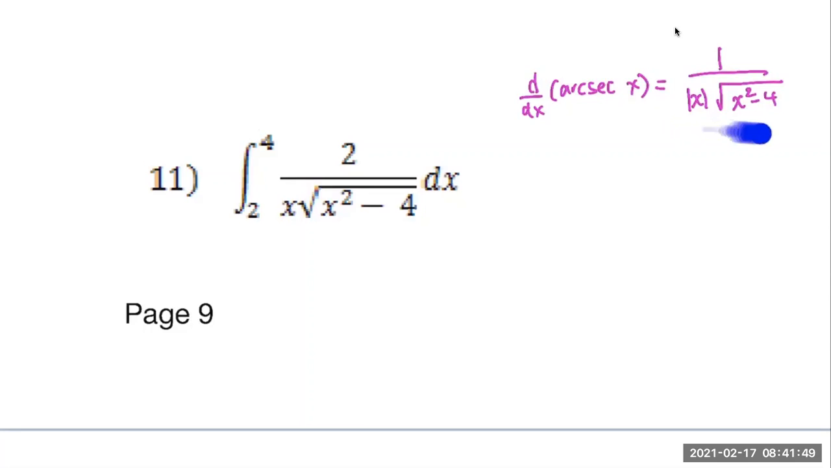So in this antiderivative, I messed up and put 4 there. It should be 1 in the original. This is what you would see if you open up your cheat sheet. This is the derivative of arc secant.